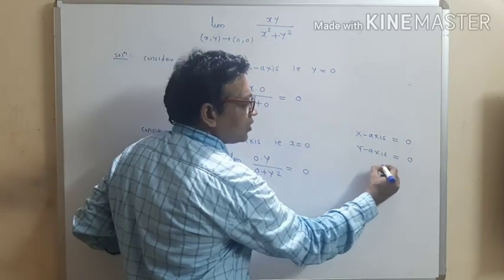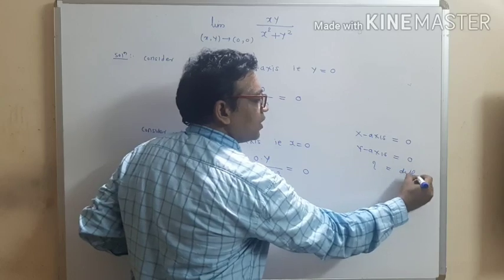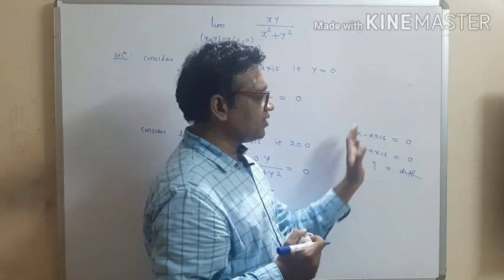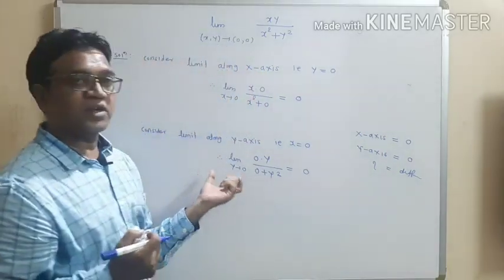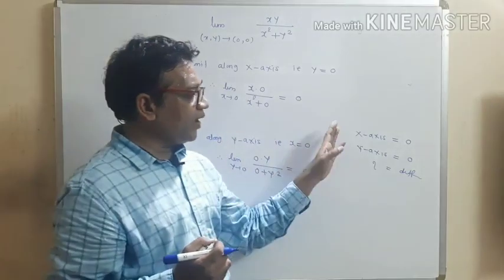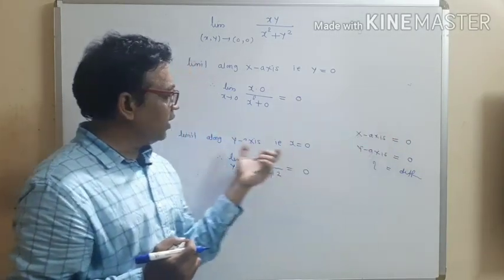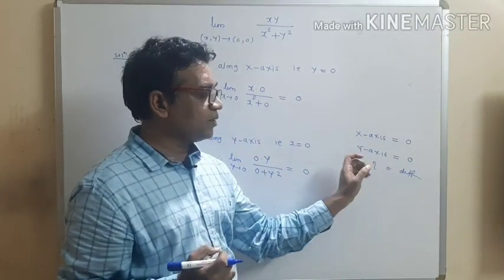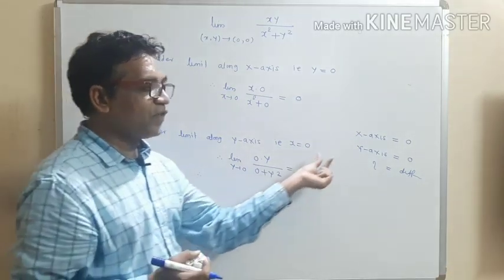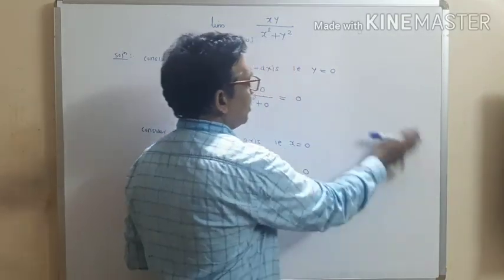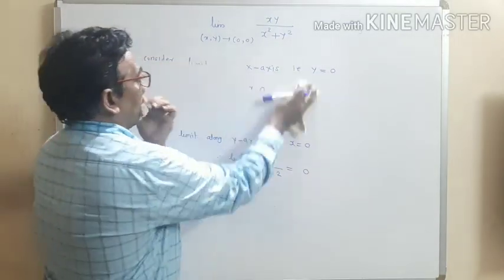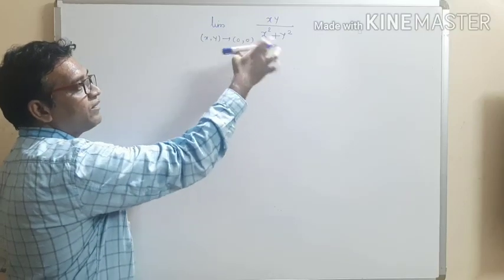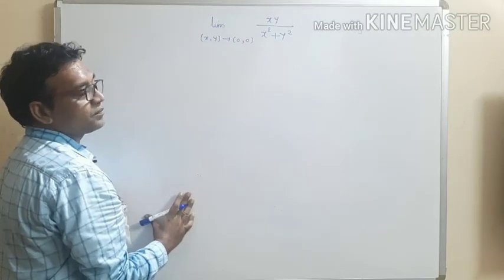Now try to find out a third path so as to get some different answer. If the limits are different, then we can say that limit does not exist. So limit along x-axis we have found as 0. Limit along y-axis is again 0. So try to find out a third path and get some different answer. Now see how to find out this third path. If we observe the given function, this is xy divided by x square plus y square.